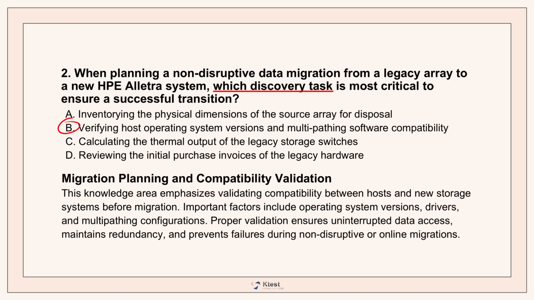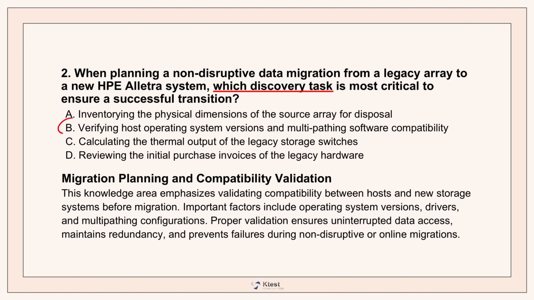If that software stack isn't verified and supported, the moment you transition the active path, the host loses access to its disks. Wow, so the database crashes and it's suddenly very disruptive. Highly disruptive. So A, C, and D are just logistical distractors. B is what keeps you online.